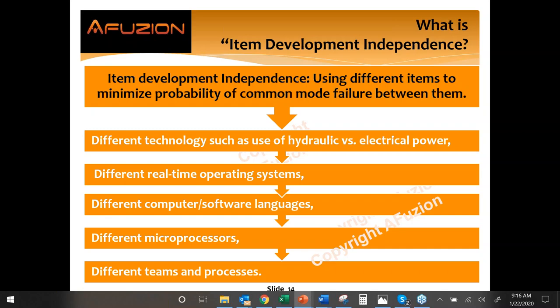Different technologies, such as using hydraulic or electrical power, that's item independence. A different operating system. There's 14 RTOSs, real-time operating systems, that have been commercially certified, meaning you can buy the artifacts for aviation avionics. Well, there's only 9 available today. Using different ones would be item independence. Then using different computers, different software languages. Be careful with that. You dilute the team and you introduce complexity with a strained team. Using different microprocessors, a separate monitor, different teams and processes. Those are item development independence.